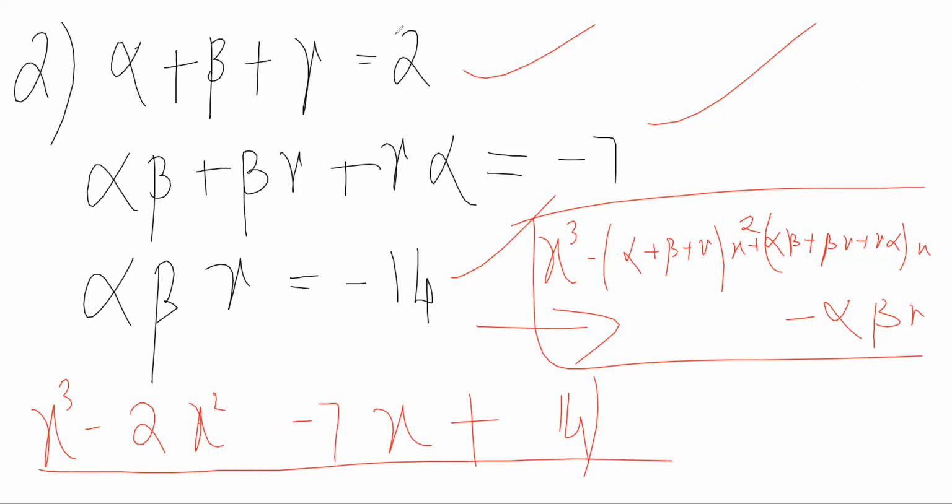Okay. So this is the format for cubic polynomials. For quadratic polynomials, it is x square minus (alpha plus beta) x plus alpha beta. This is the format, and the answer for this question is given over here. The answer is x cube minus 2x square minus 7x plus 14.